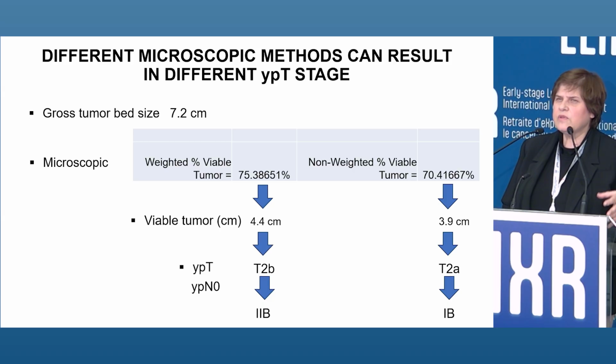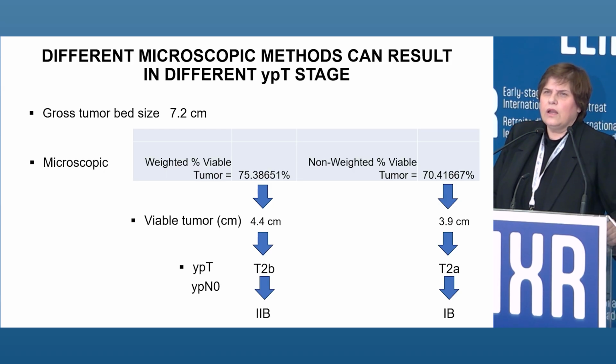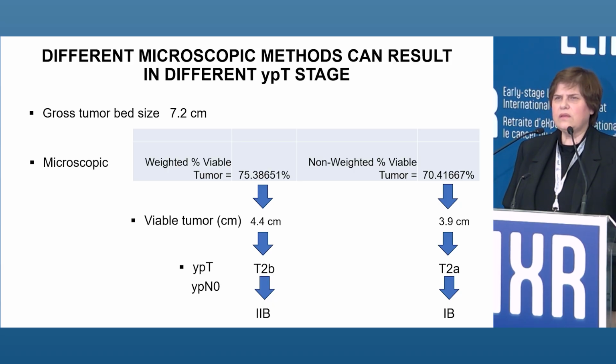And it always comes up when you're dealing with big tumor beds. So essentially, the tumor was 7.2 centimeters. It was treated with chemo-IO. And basically, I did hundreds of slides and looked into it. My weighted approach, or NPR calculator, resulted in 75% viable tumor. Slide average resulted in 70%.